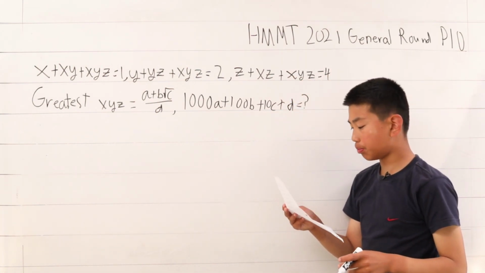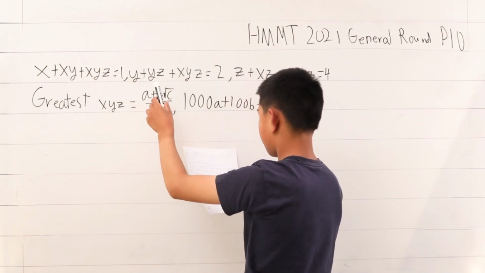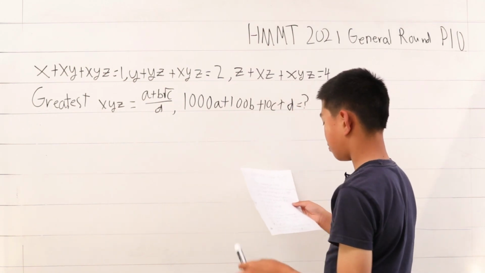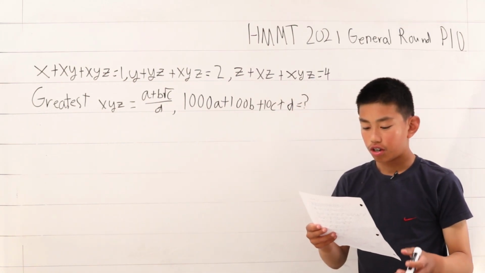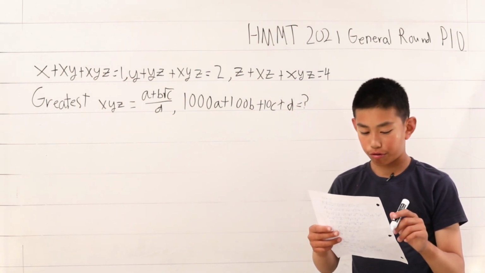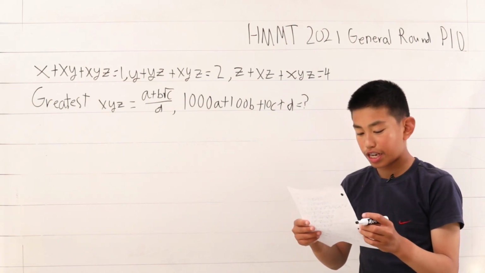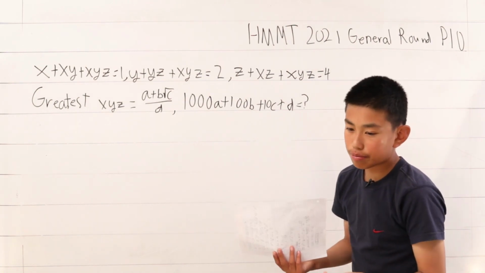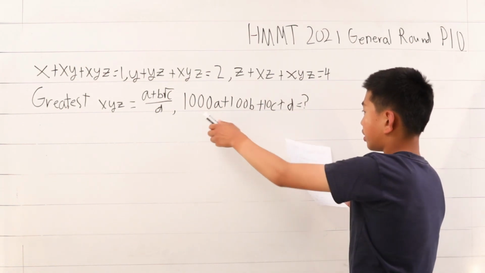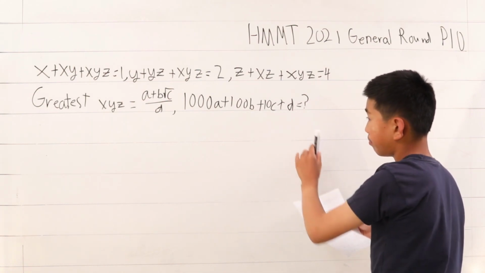The largest possible value of xyz is (a plus b times the square root of c) over d, where a, b, c, and d are integers, d is positive, c is square free, and the greatest common divisor of a, b, and d is 1. That basically means they have no factors in common. And we want to find 1000a plus 100b plus 10c plus d.